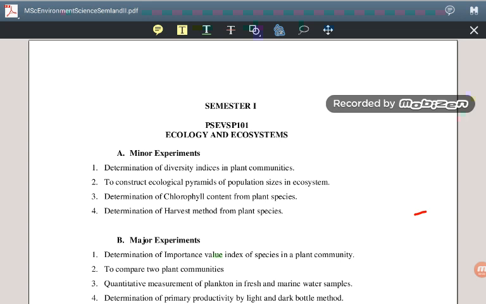So what are the different experiments? You know that each and every paper consists of minor experiments as well as a major experiment. So this is from paper 1, ecology and ecosystem. We can find one minor experiment and another major experiment.